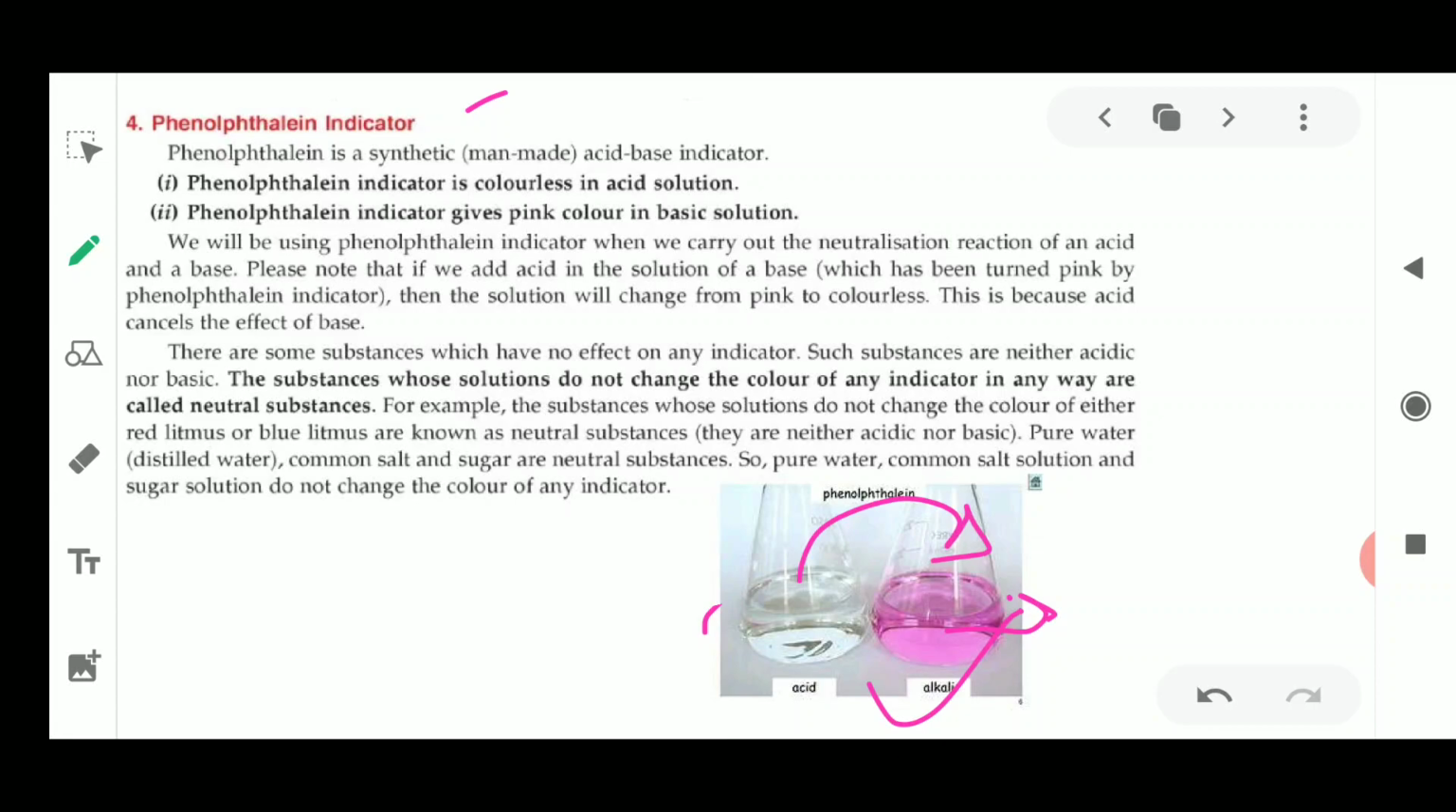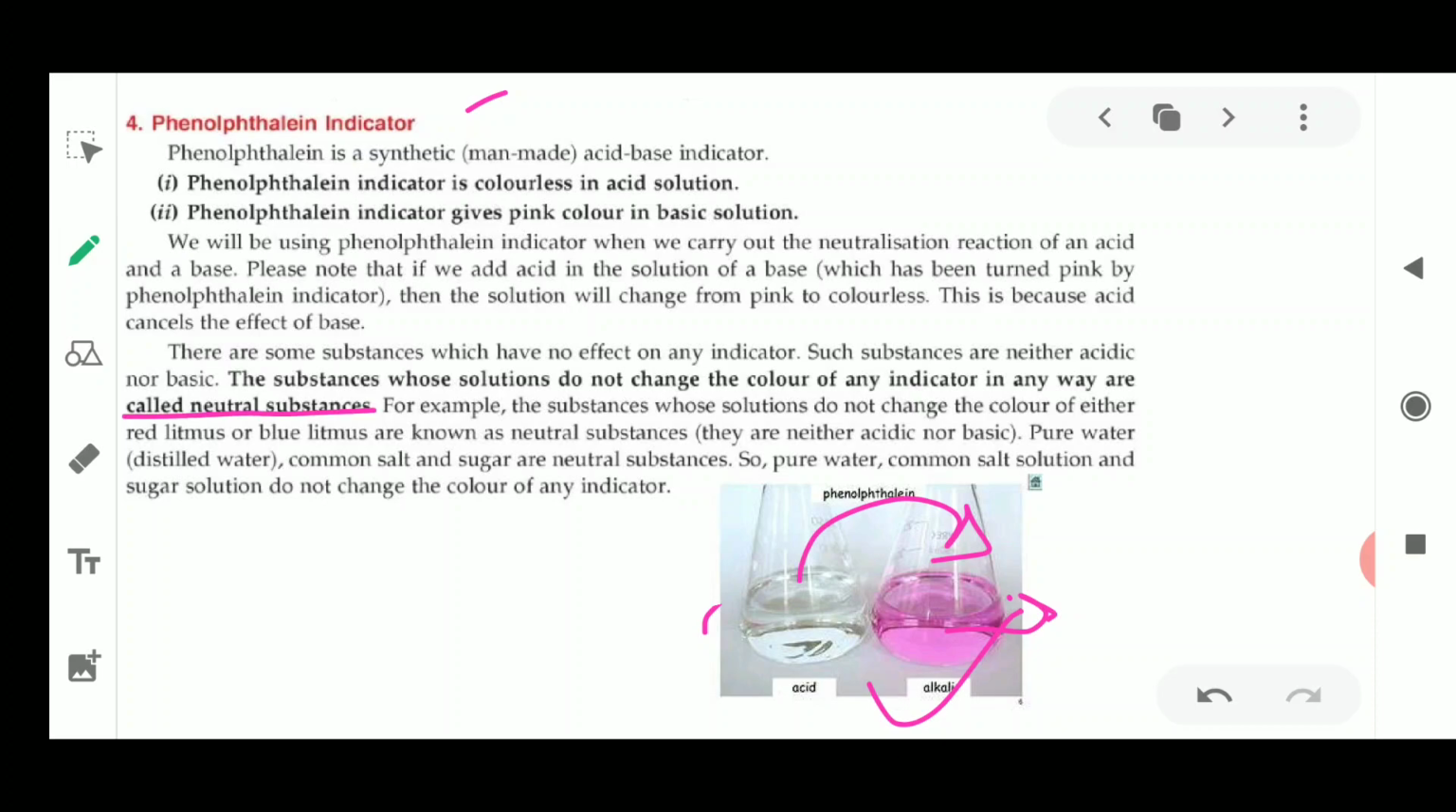So there are certain substances which have no effect on the indicators. Such substances are neither acidic nor basic. The substances whose solution does not show any change with acid base indicators are called neutral substances. For example, a substance whose solution does not change red litmus to blue or blue litmus to red is known as a neutral substance. They are neither acidic nor basic.